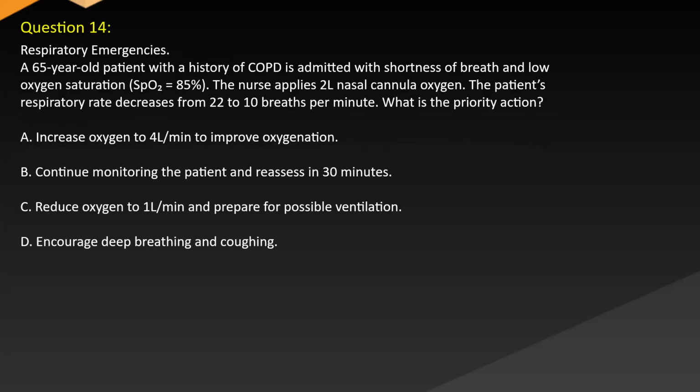Question 14. Respiratory emergencies. A 65-year-old patient with a history of COPD is admitted with shortness of breath and low oxygen saturation, SpO2 85%. The nurse applies 12 L nasal cannula oxygen. The patient's respiratory rate decreases from 22 to 10 breaths per minute. What is the priority action? A. Increase oxygen to 15 L to improve oxygenation. B. Continue monitoring the patient and reassess in 30 minutes. C. Reduce oxygen to 1 L/min and prepare for possible ventilation. D. Encourage deep breathing and coughing.